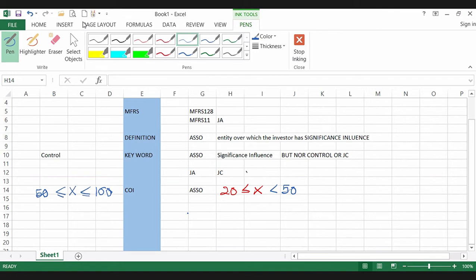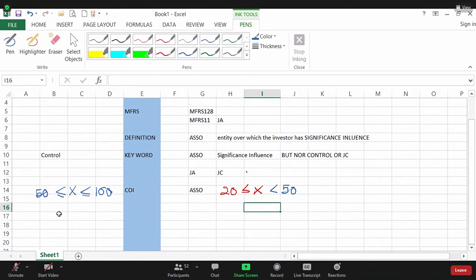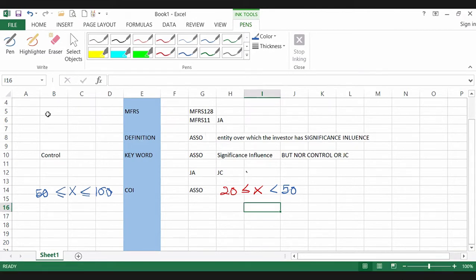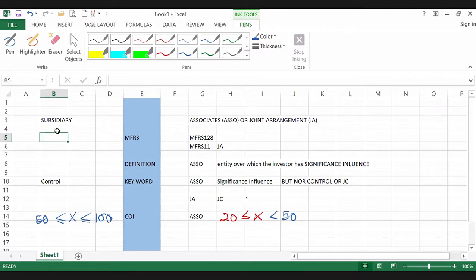That was associates. So it means that the interest was between 20 but less than 50. But if your interest is between 50 to 100, it was subsidiary. So talking about the standard cover and the subsidiary, it was MFRS 10, business combination, 1 to 7. So business combination talks about subsidiary.